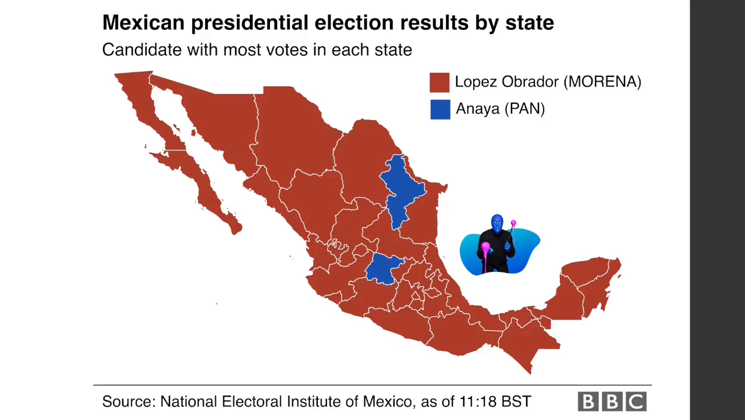And then the PAN, the National Action Party, it got 2 states in that election. But there's a very clear winner here. Let's talk about the PRI, though, because they didn't really get anything in the last election.